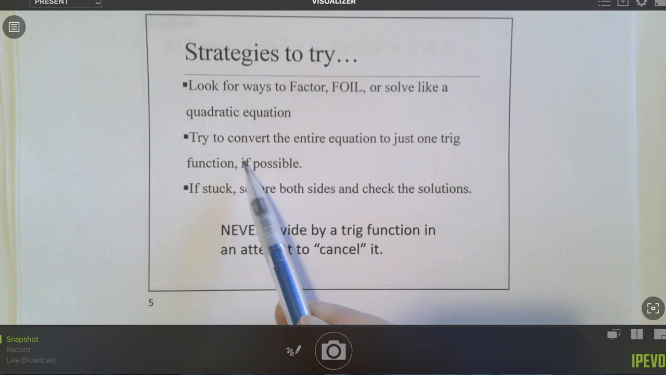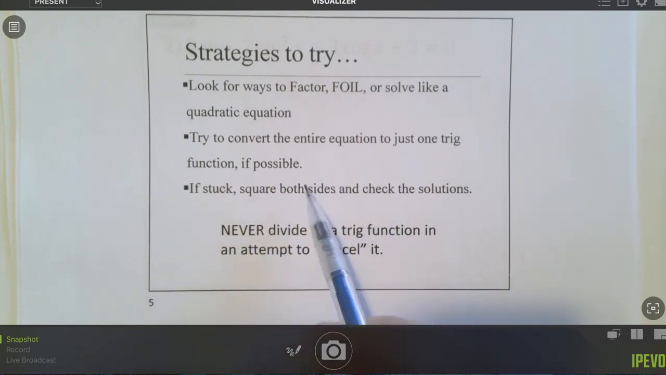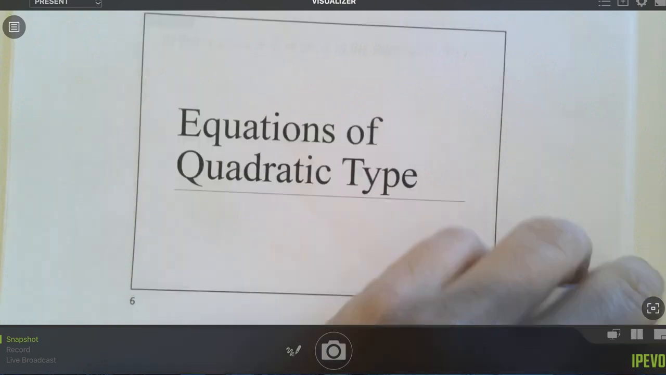You're going to try to convert the entire equation to just one trig function if it's possible. If you're stuck, you can square both sides, but then you're going to have to check the solutions. But again, never divide by a trig function in an attempt to cancel it. Let's have a look at some more examples.